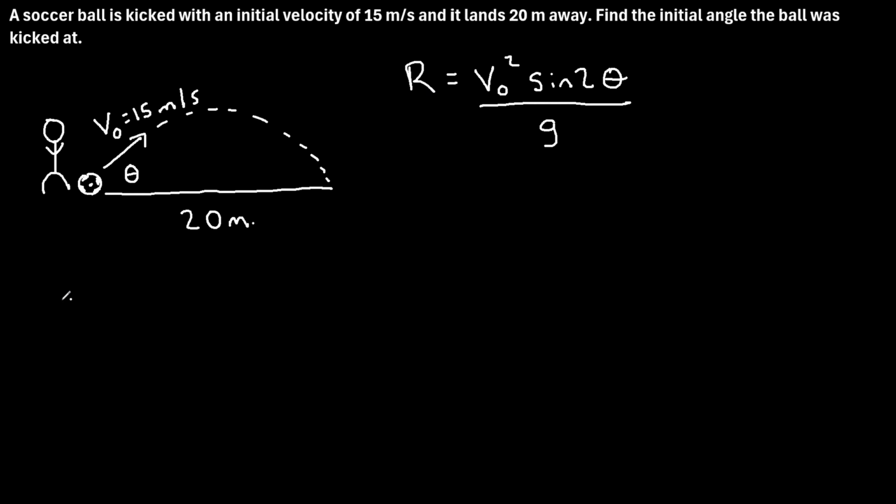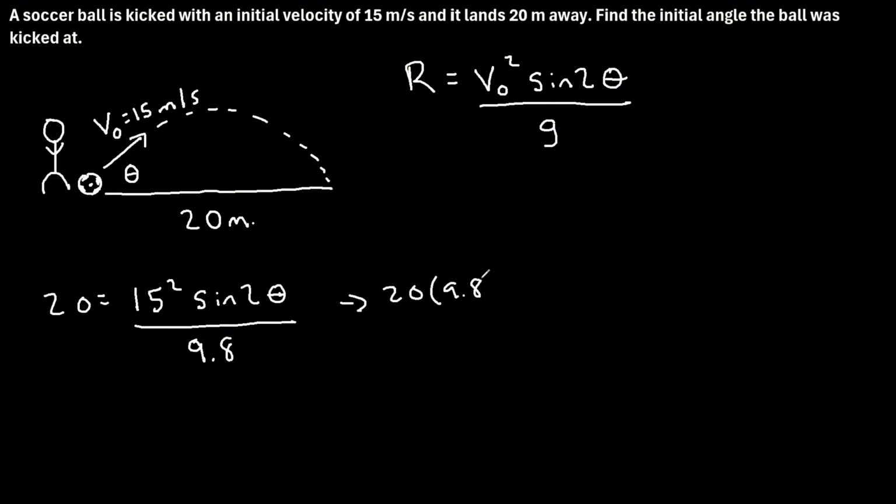So we'll say R, the range, let's write that down here, 20 is equal to the initial velocity, 15. So we'll say 15 squared times sine of 2 times the angle divided by gravity, which again, the magnitude of gravity is 9.8. So we want to solve for this theta. Let's multiply both sides by 9.8 to get rid of this 9.8 in the denominator. So we'll have 20 times 9.8 is equal to 15 squared, which is 225, times the sine of 2 times the angle.